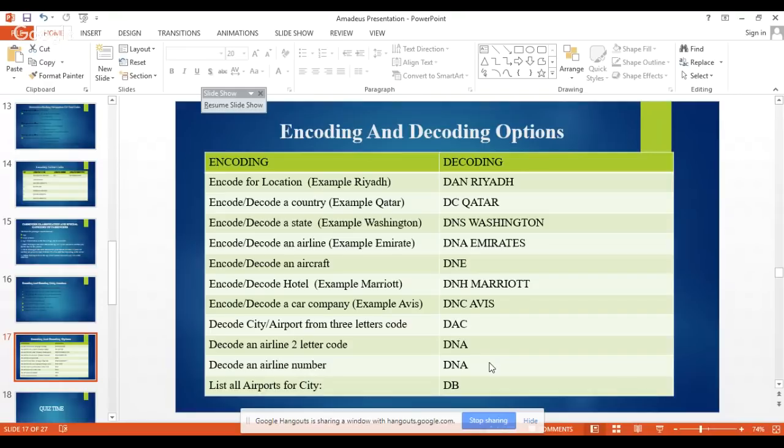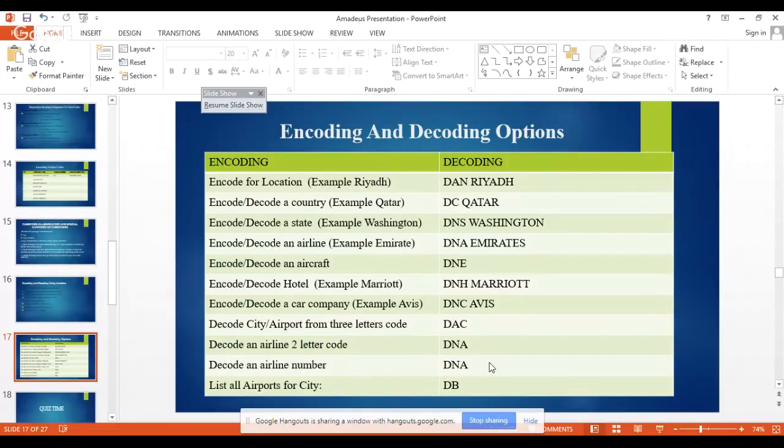Now, encode and decode a state. For example, let's say we want to decode Washington. The Amadeus code to use in decoding Washington is DNS. DNS, Delta, November, Sierra. Then, like I told you, you can decide to leave a space and you can decide not to leave a space. Then type in Washington in full, W-A-S-H-I-N-G-T-O-N. Just type it there and you enter. It will give you the code for Washington.